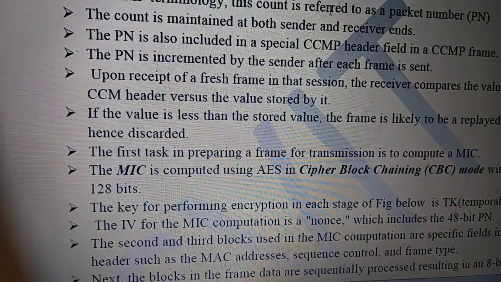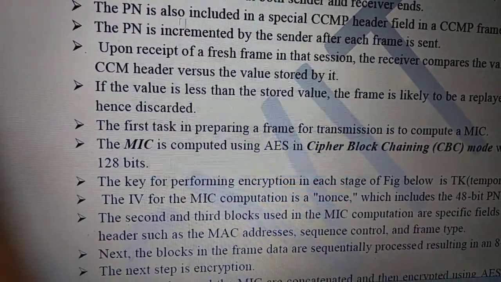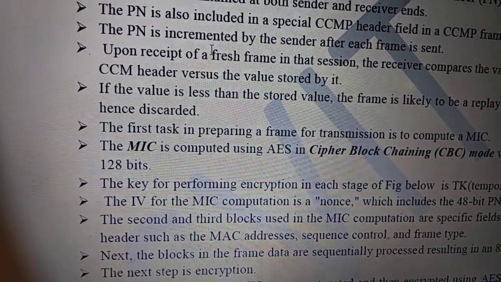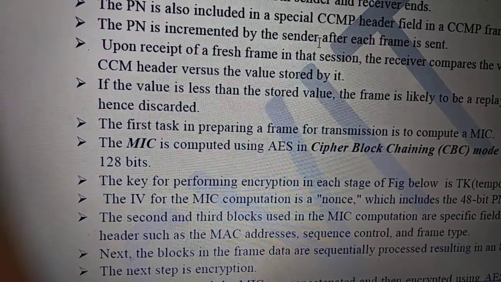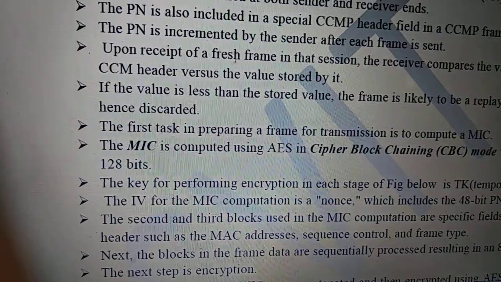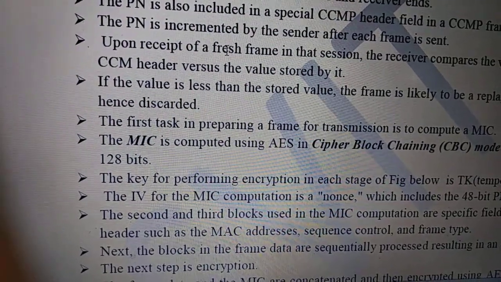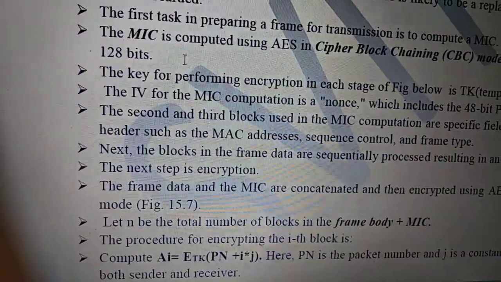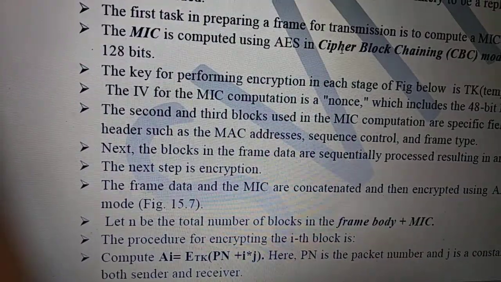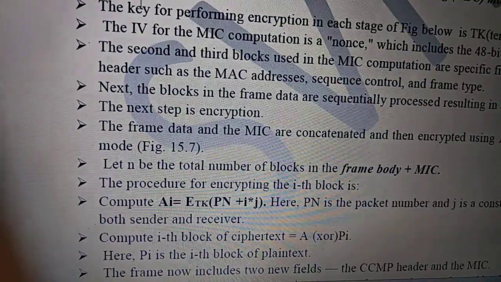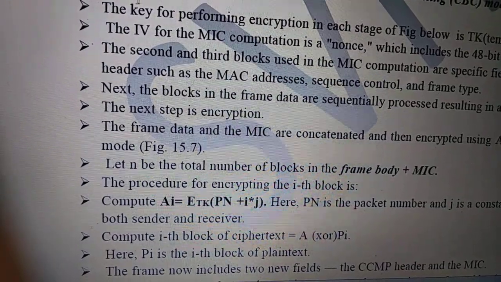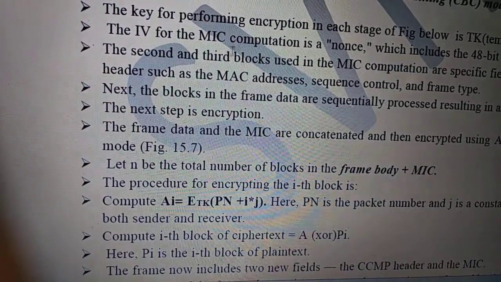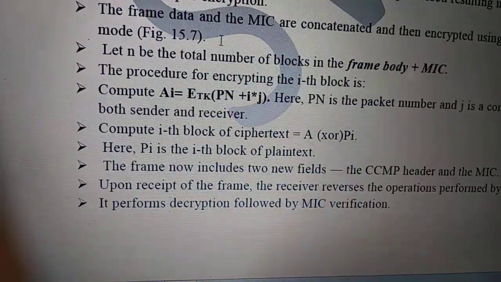You should mainly remember that it uses the AES algorithm, right? The PN is also included in the special CCMP frame header field. The PN is incremented by the sender after each frame sent, similar to the sequence counter in the previous algorithm. AES uses cipher block chaining mode with a block size, meaning the message is divided into blocks of 128 bits, and it uses a nonce which includes the 48 bit PN with the same temporal key for encryption of each block.